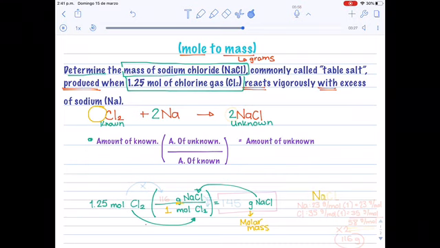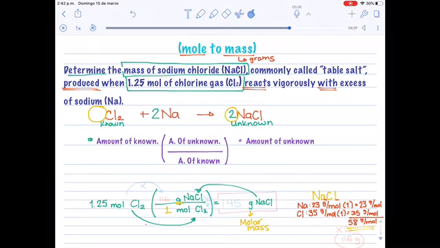Sodium chloride would have sodium that has an atomic mass of 23 grams per mole multiplied times 1, and it would give us 23 grams per mole. For chlorine, we would have 35 grams per mole as an atomic mass times 1, 35 grams per mole. We add these two amounts and we would obtain 58 grams per mole.